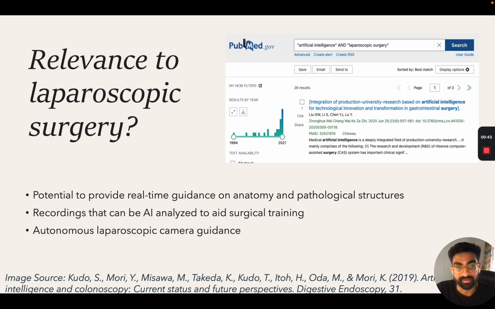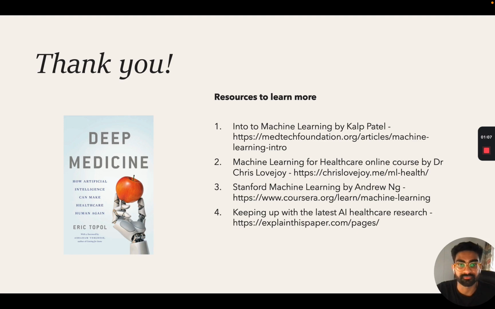Recordings can also be analyzed retrospectively to aid in surgical training. And there's also scope for autonomous laparoscopic camera guidance in robotic surgery. Also, just want to highlight that the field is growing rapidly as more and more research gets carried out in this area.